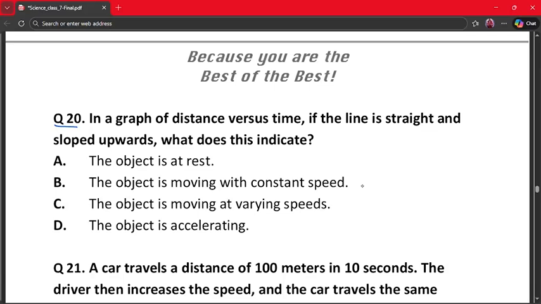The correct answer is option B, because a straight line means distance increases evenly. This shows equal distance in equal time. That means speed is constant. So the object is moving with constant speed. Hence option B is the correct answer.